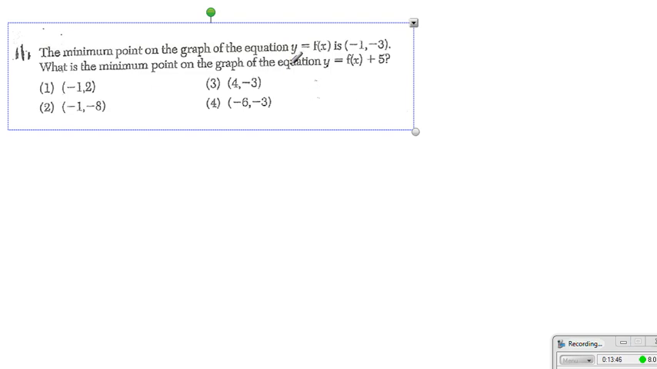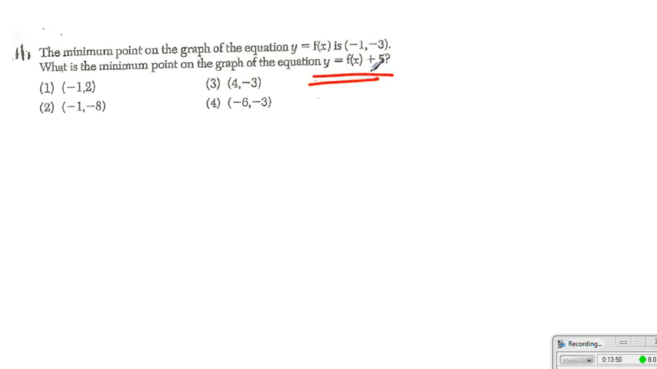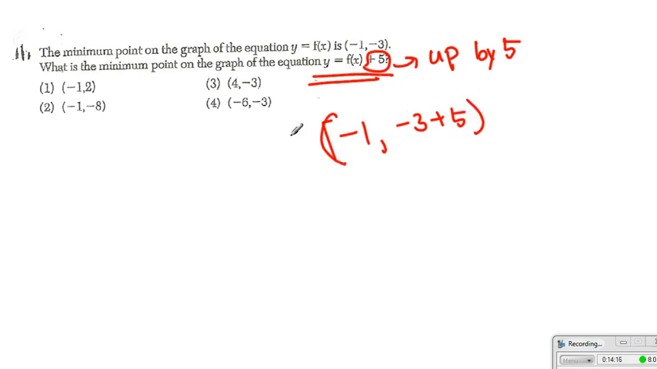The minimum point on the graph of the equation is this. You see in this case, the plus 5 at the end, away from the f of x, this means moving it up by 5. You're not changing the x value, but only the y value would be moving up by 5. If the minimum value was -3, then our new minimum value would have been -3, but we have to move the y value by 5. That means this will be -1 comma 2, which is choice number 1.